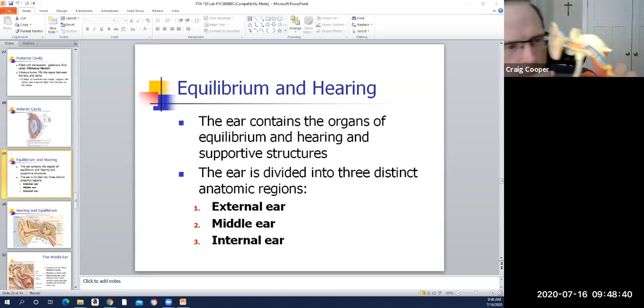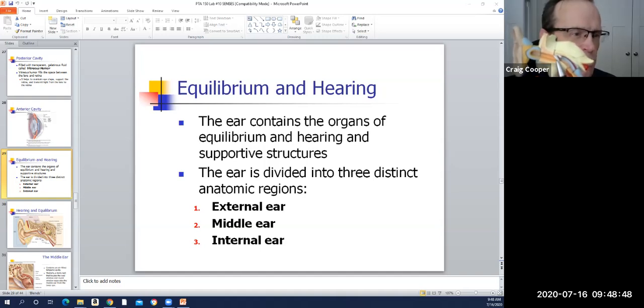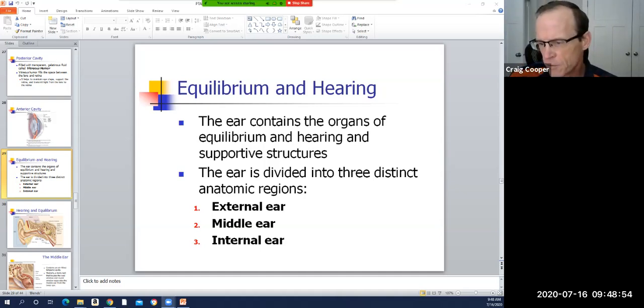So on this particular model, right there, that little whitish structure, that's meant to be the eardrum. Let me make my slide smaller so you can see this. Stop sharing the screen. So this will be a little bit bigger for you guys.